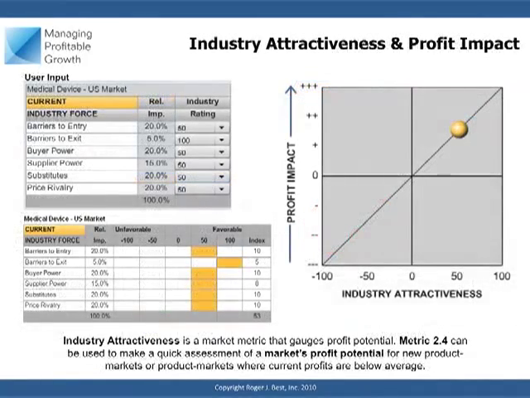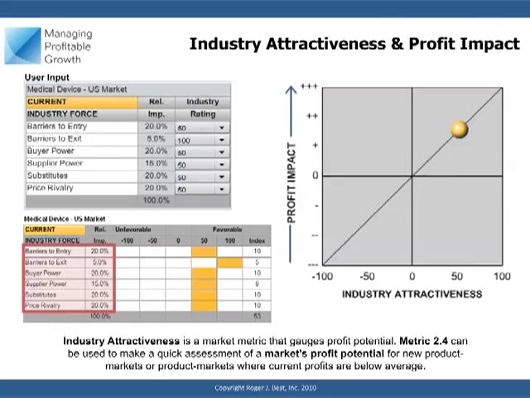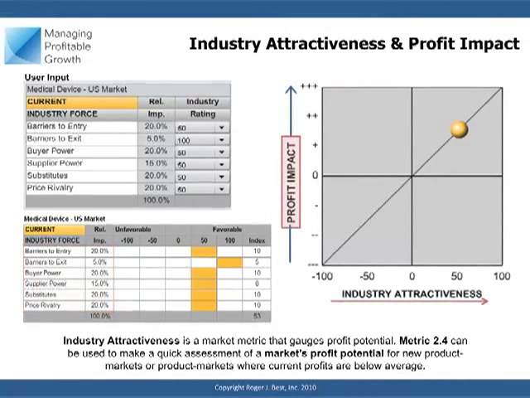The industry analysis metric is very useful for new products or products struggling to be profitable. Using Metric 2.4, you can quickly weigh the relative importance of 6 industry forces and assess how each shape the industry attractiveness index. The larger the positive index, the greater the potential for above average profits. The larger a negative index, the greater potential for below average profits.